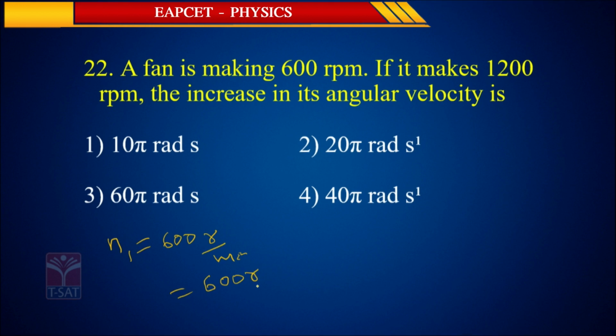600 rotation per minute, so divide by seconds. 1 minute is how many seconds? 60 seconds. Therefore N1 is equal to 10 Hz, children. And again, N2 is 1200 rotation per minute. Directly you can divide by 60, 0, 0 cancel, 20.